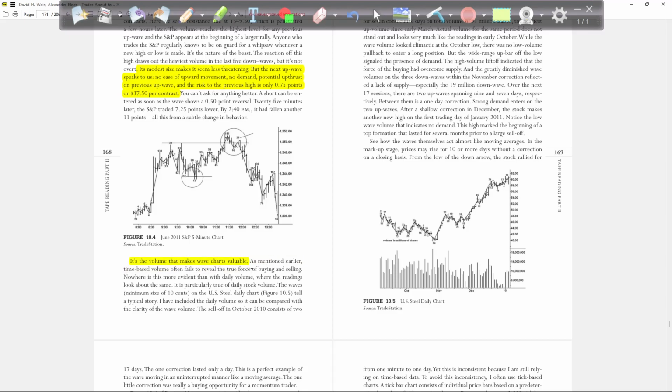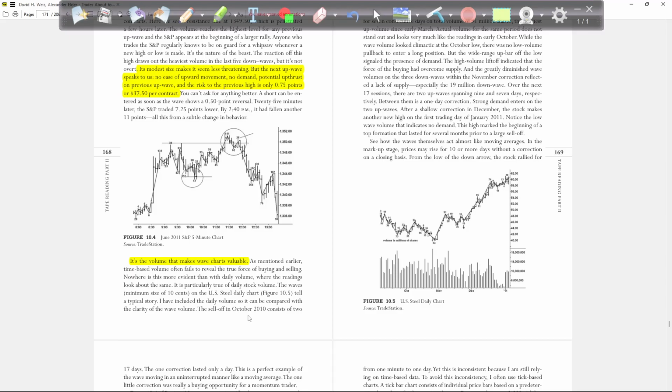As mentioned earlier, time-based volume often fails to reveal the true force of buying and selling. Nowhere is this more evident than with daily volume, where the readings look about the same. It is particularly true of daily stock volume. The wave's minimum size of 10 cents on the US Steel daily chart, figure 10.5, tells a typical story. I have included the daily volume so it can be compared with the clarity of the wave volume.